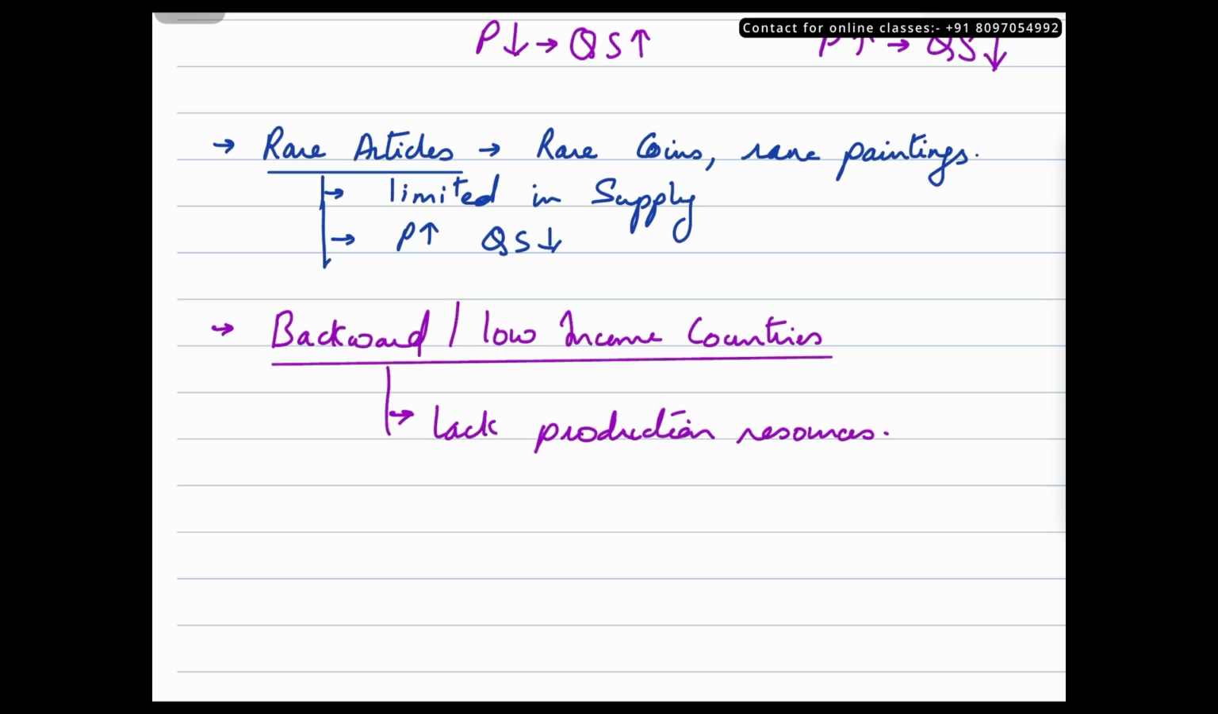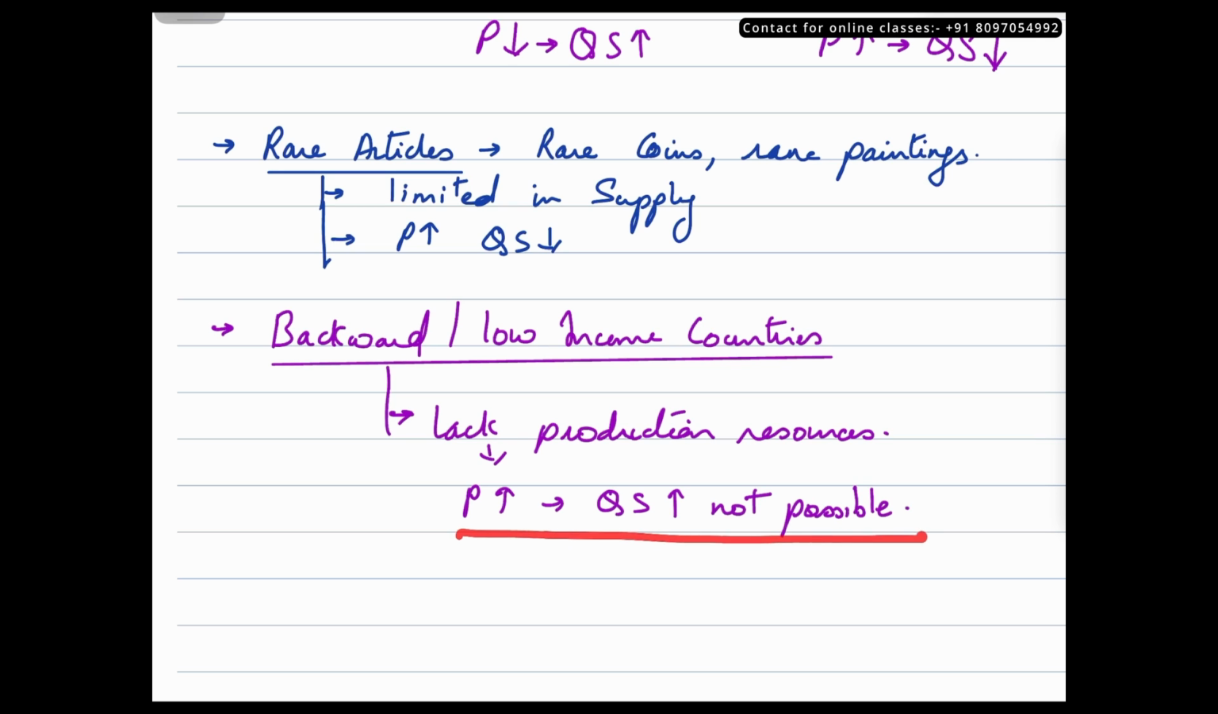What does that implicate? So since they lack production resources, even when the price in the markets goes up, they may not be able to make changes. They may not be able to increase the quantity supplied. So a rise in the quantity supplied is not possible. But the law says when price goes up, quantity supplied has to increase. And since it is not possible here, this also is an exceptionary case.